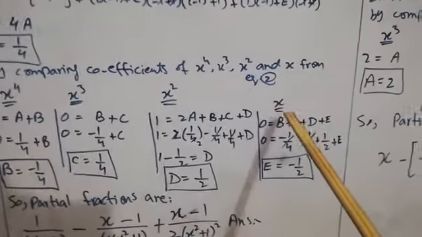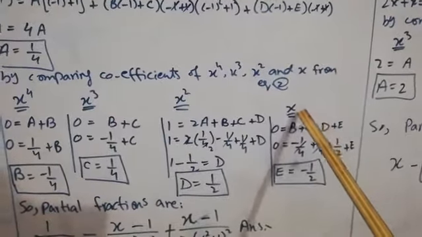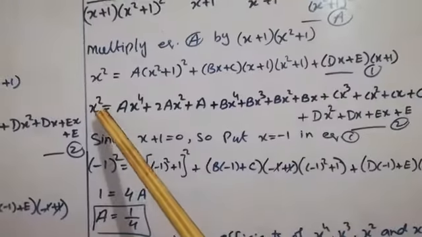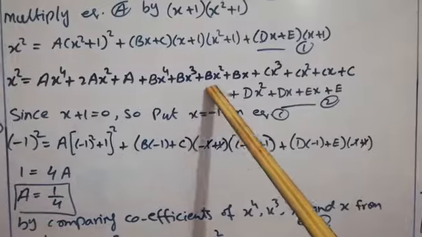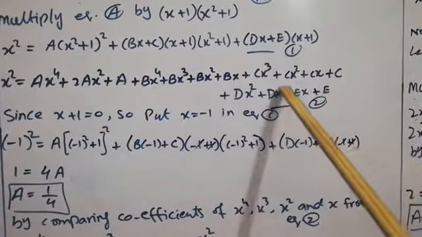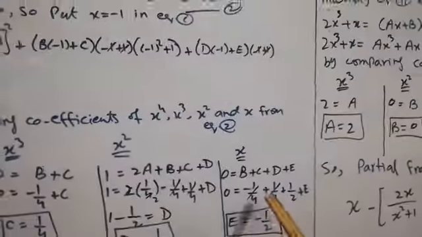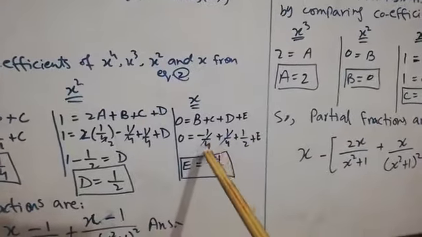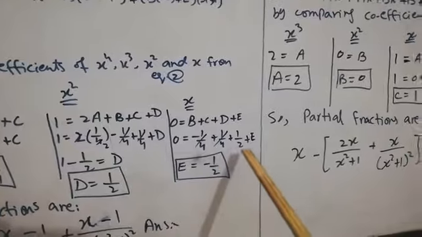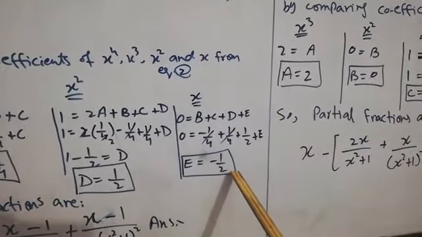Now it is time to compare the coefficients of x. On the left hand side there is no x, so we put 0, and on the right we have b plus c plus d plus e. We put all the values again: b plus c plus d plus e. Minus 1 by 4 plus 1 by 4 cancels, leaving 1 minus 1 by 2 plus e. The value of e is equal to minus 1 by 2.